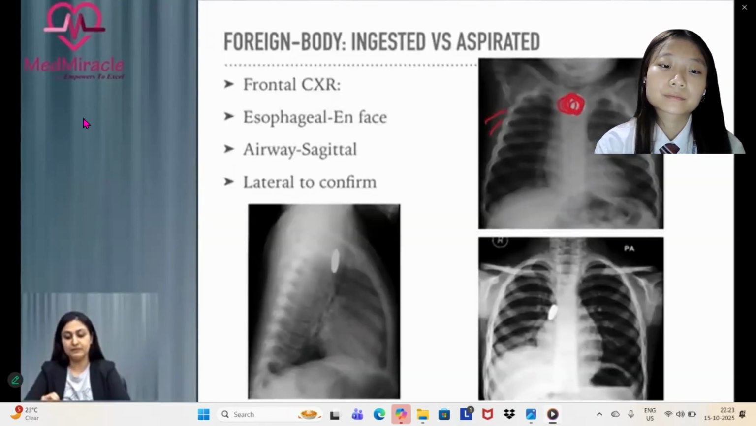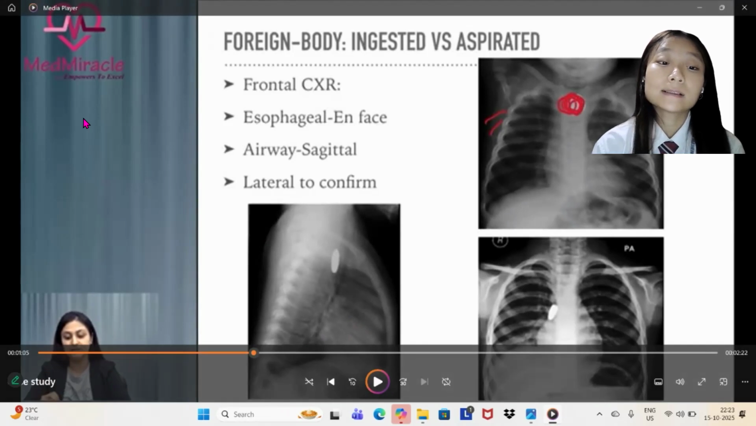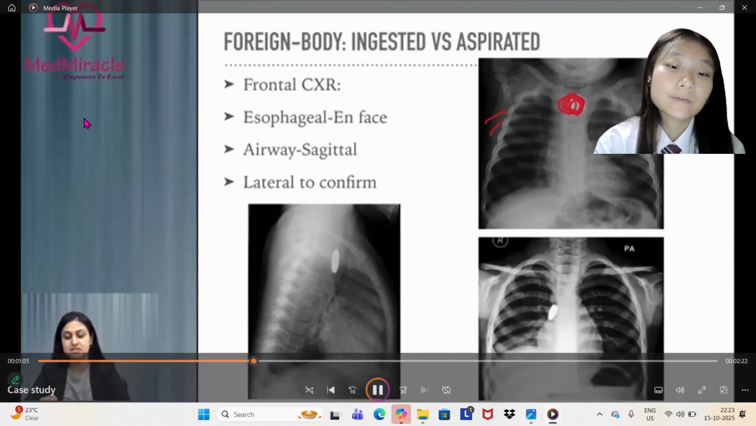projected foreign body. So as the video begins, you can see a normal chest X-ray being reviewed. The presenter highlights a systematic approach starting from the soft tissues, airway, and bony structure, and then looking for any abnormal opacity or density. This helps in avoiding missed findings.